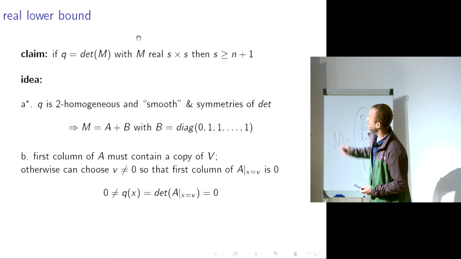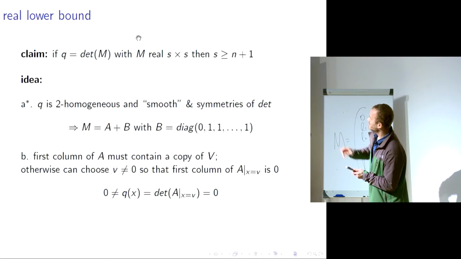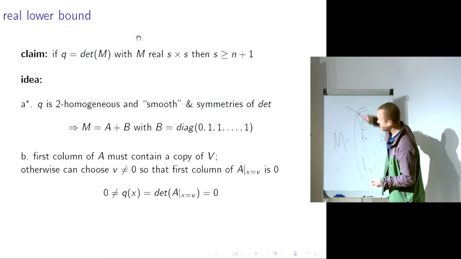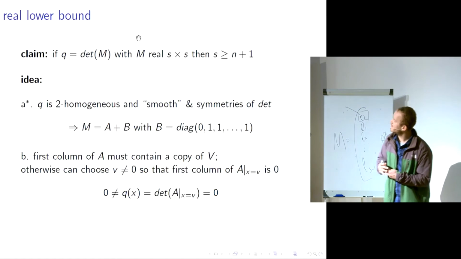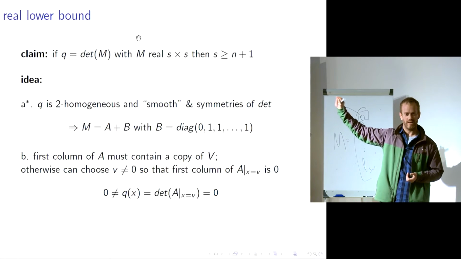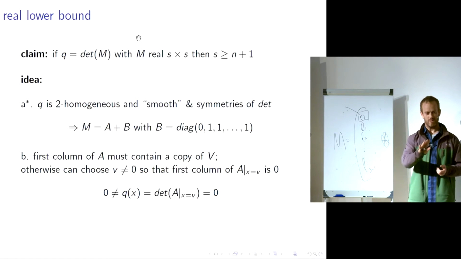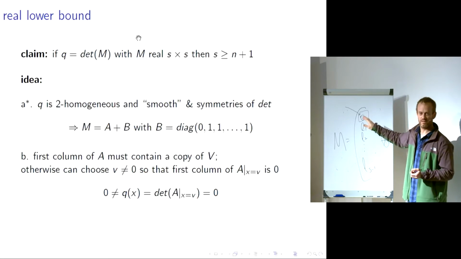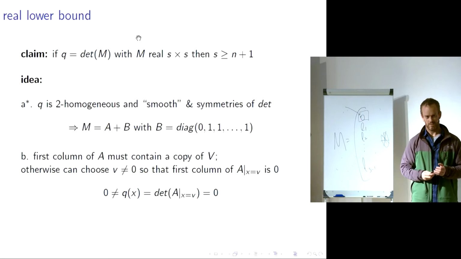Sorry, I didn't write it here. So you're right. This is 0. This is 0. So it's part of A star. It's part of the A statement. Yeah, sorry. You're right. You first prove that this is 0 in the same. Yes.